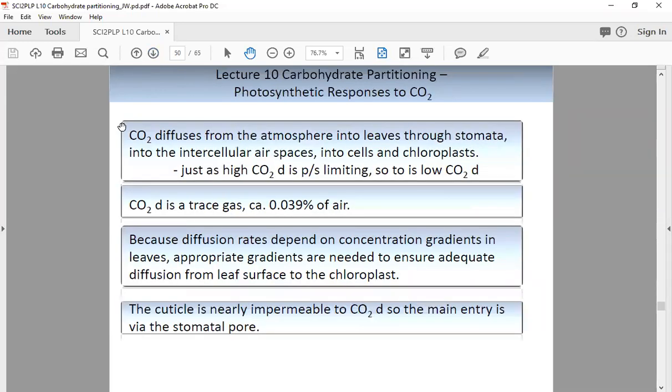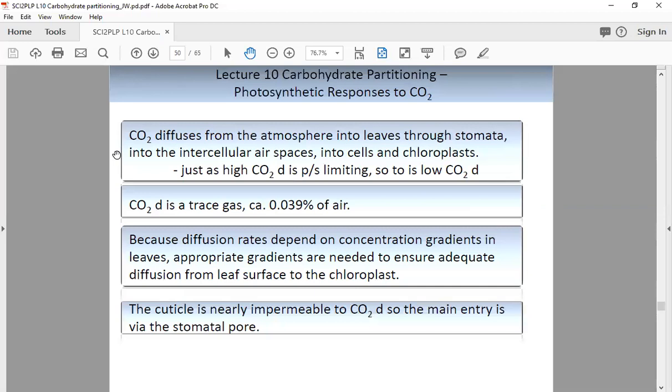So we've looked at how light and temperature influence photosynthesis. Now we're going to turn our attention to the effects of carbon dioxide concentration. Carbon dioxide diffuses, of course, from the atmosphere into the leaves, first through the stomata, then through the intercellular air spaces, from there into the cells, into the cytosol of the cells, and then from the cytosol into the chloroplast organelles.